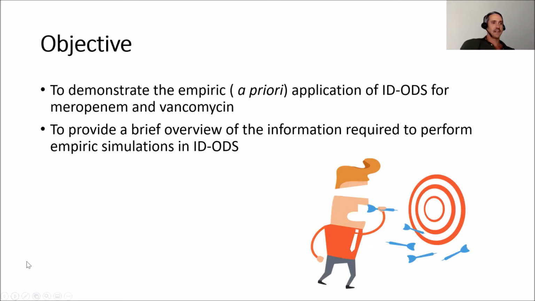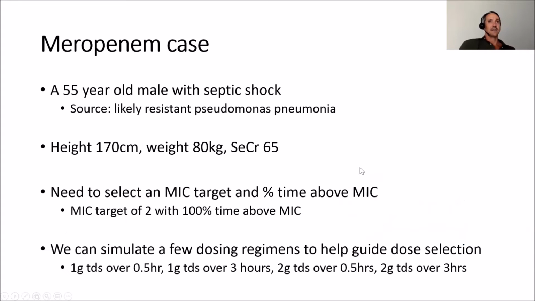I'll be running through it fairly quickly. I guess down the track, if you want to watch this later, maybe pause it and run through it yourself at the same time, that may be beneficial if you think you'll be doing this down the track. So the case, we're going to keep it fairly simple and just focus on the application of the actual software. So for the Meropenem case, we've got a 55-year-old male, septic shock, likely resistant Pseudomonas, height, weight, and serum creatinine there.